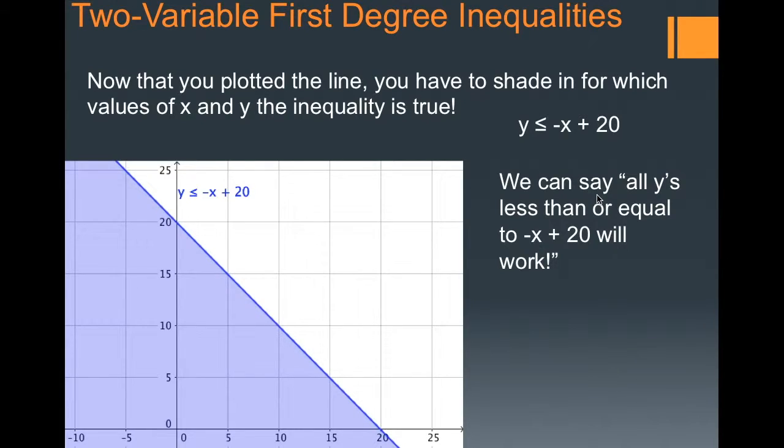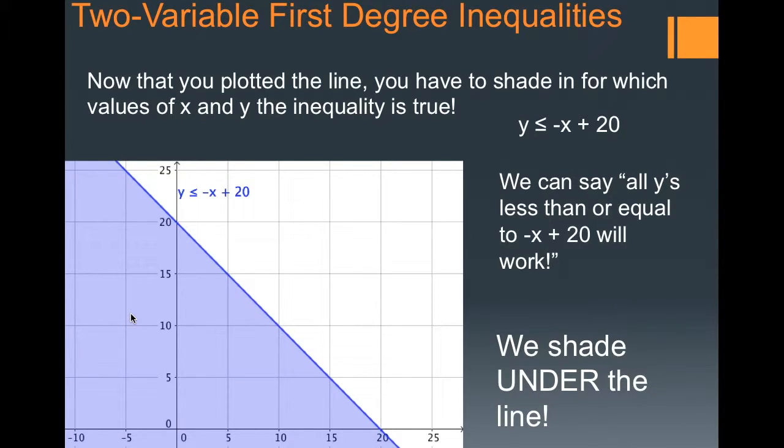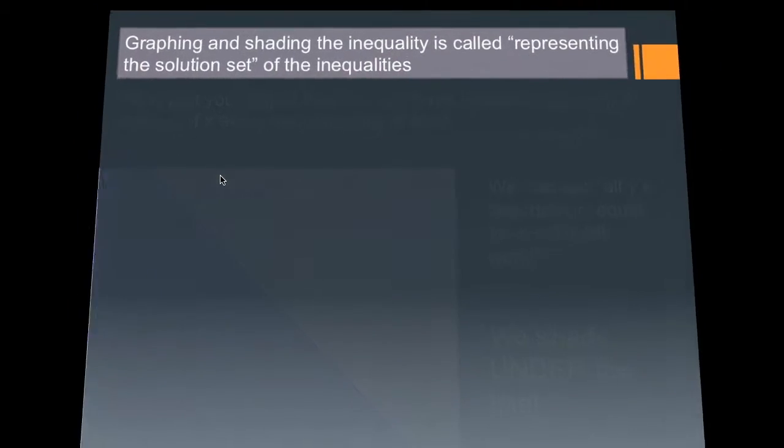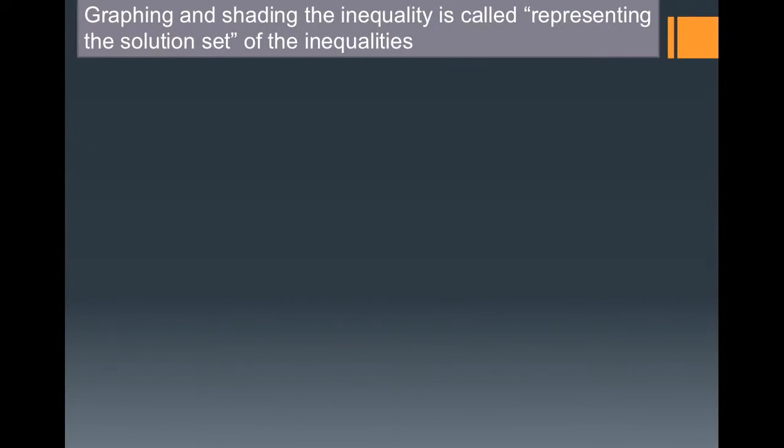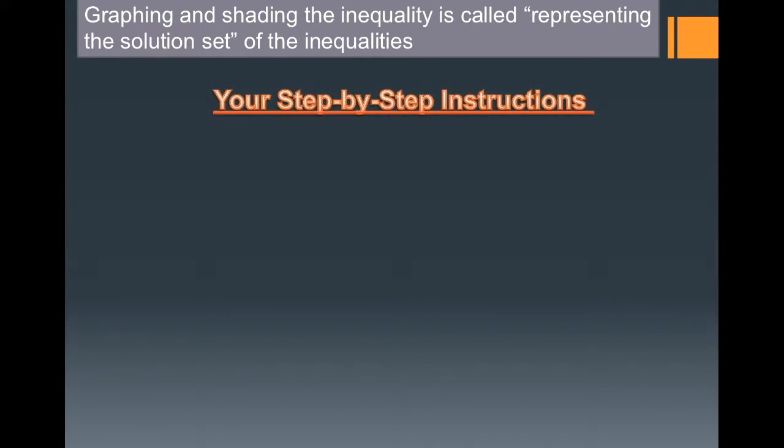So we can say all y's less than or equal to negative x plus 20 will work. So it is less than the line. It is under the line. We shade under the line when y is less than an expression. Graphing and shading the inequality is called representing the solution set of the inequalities, and you'll see this a lot in some of your questions.